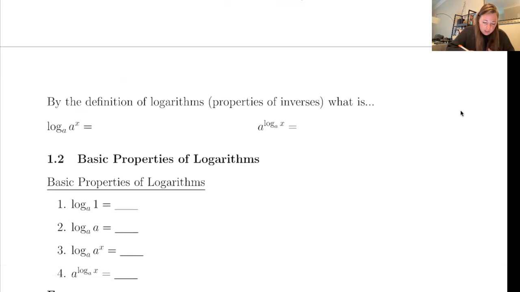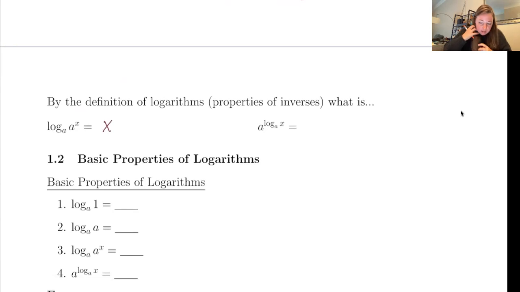So log base a of x. This is saying, what can I raise a to get to a to the x? Well, if I have 2, how do I get to 2 to the 5? Well, I raise it to 5. So log base a of a to the x is going to equal x, right? I'm composing the inverse function and the original function. So I should get x back out.